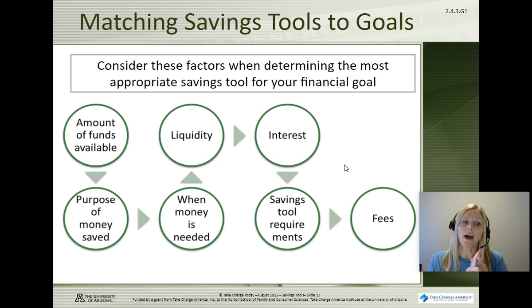How much money do you have? Amount of funds available. Purpose of the money saved. When is the money needed? Do you need to save it for 3 months? Do you need to save it for 3 years? That's going to be a factor in choosing which savings tool is right for you. The liquidity. Are you going to need to possibly have quick access to this money? Interest. How high of an interest rate are you hoping to get? And the savings tool requirements, such as starting balance, opening balance, or fees or penalties. And fees is the last one.